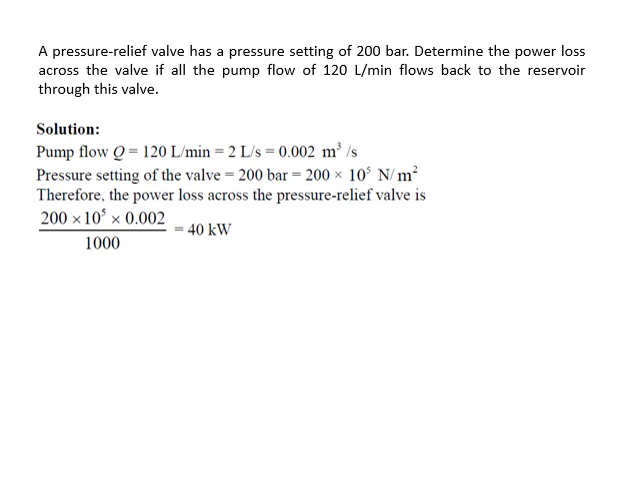This numerical will tell you how to set the pressure relief valve. A pressure relief valve has a pressure setting of 200 bar. Determine the power loss across the valve if all pump flow, 120 liters per minute, flows back to the reservoir through this valve. So Q, that is discharge, we convert into meter cube per second. Then the power loss is calculated by pressure multiplied by the discharge, and the power loss we get is 40 kilowatt. So 40 kilowatt of power is lost just by the operation of the pressure relief valve in the circuit.